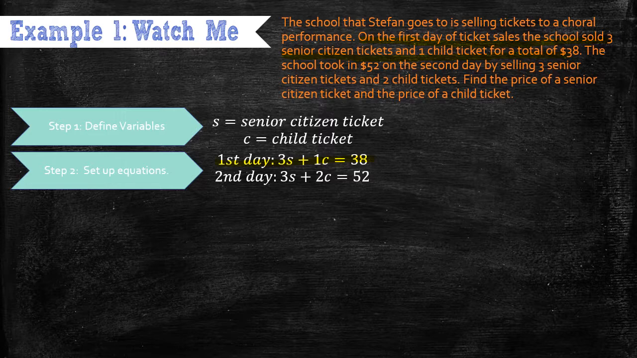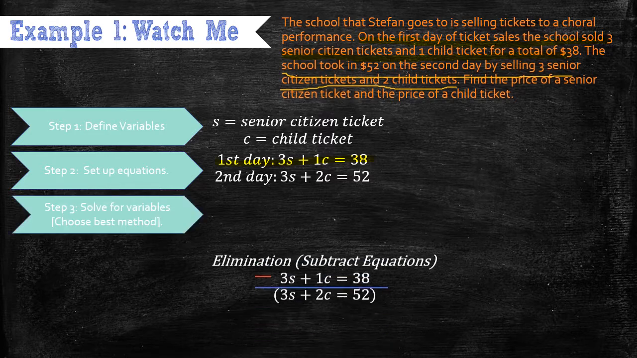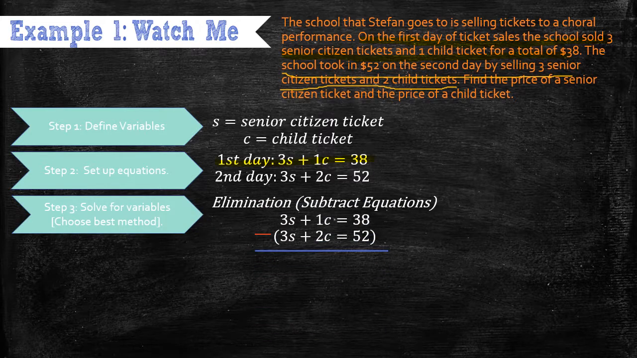And then it goes on in that next sentence that the school took in $52 on the second day, and it sold 3 senior citizen tickets and then 2 child tickets. And we want to find the price of both the senior citizen ticket and the child ticket. So now that we have our two equations written, we can go ahead and solve for the variables.